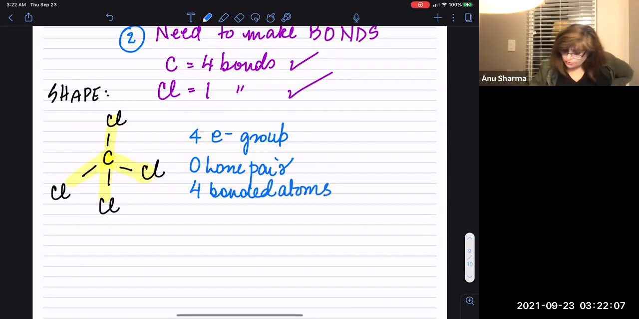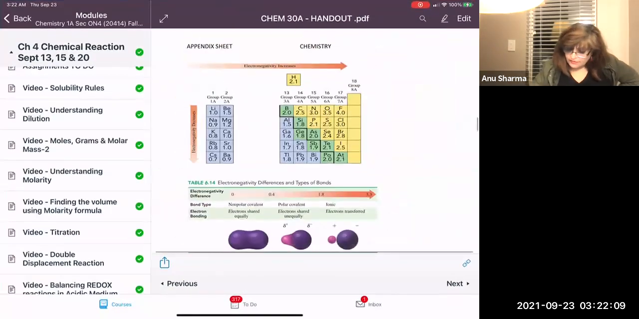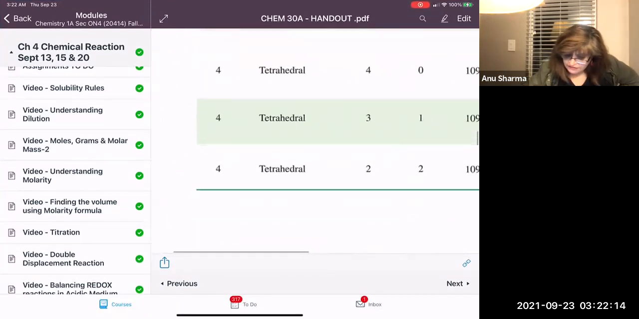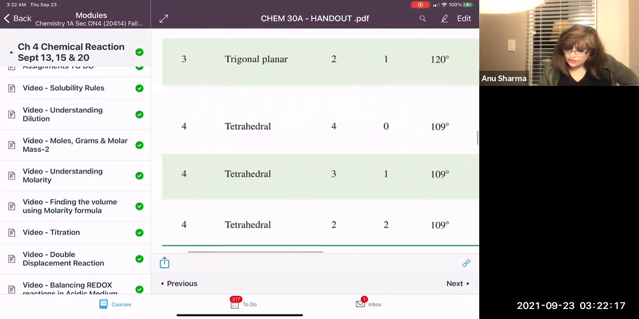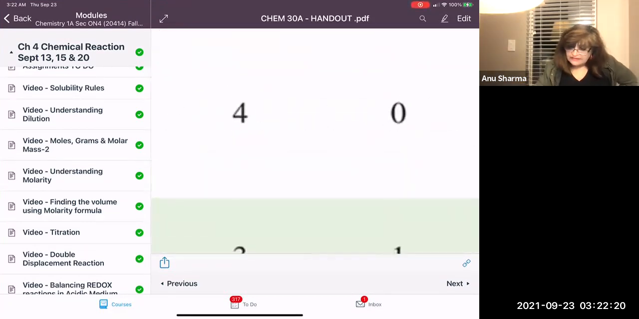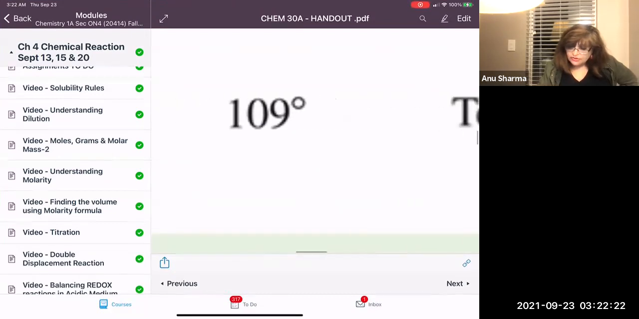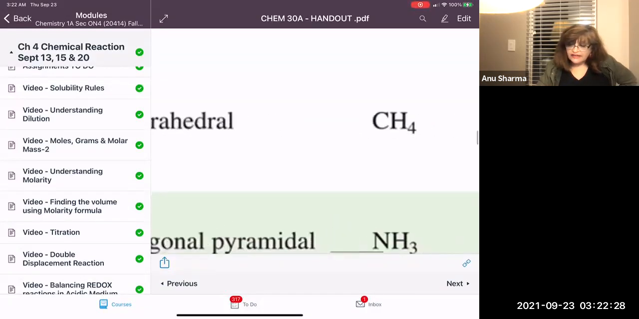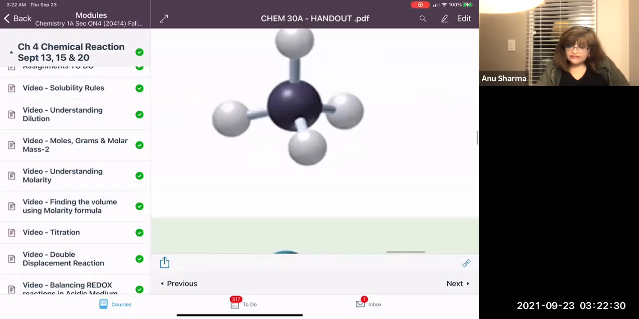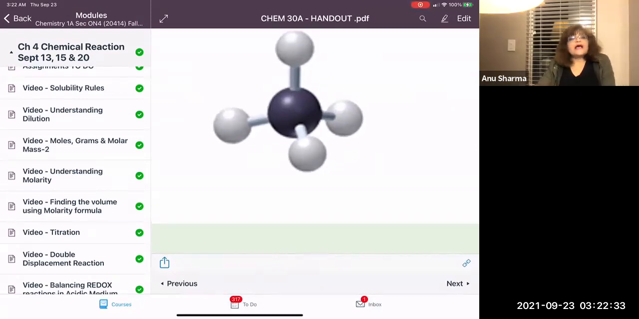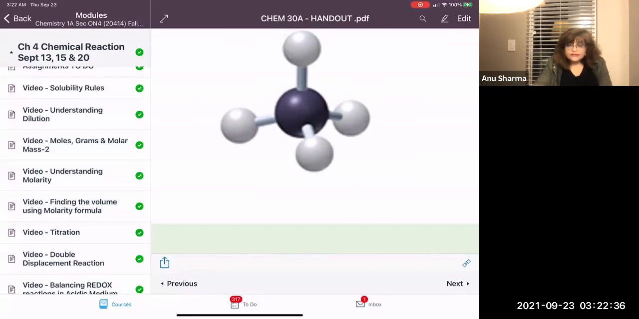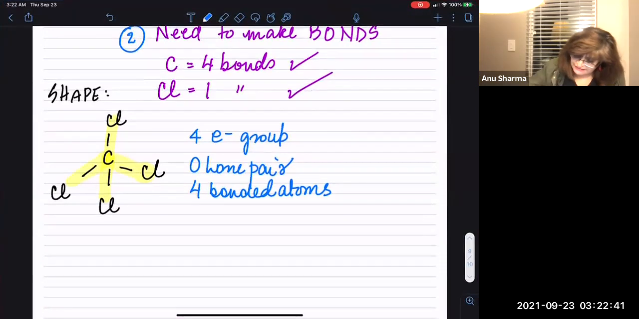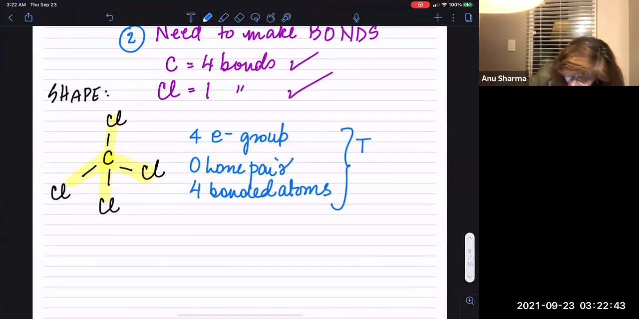And that relates to, so come back here. So 4 electron groups are here. And now we are going to look at the 4 bonded atoms, 0 lone pair, which relates to 109 degrees, and the shape is tetrahedral. And tetrahedral is like a chair. So this is how it looks like. The black ball is that of carbon, okay? And this relates to tetrahedral.